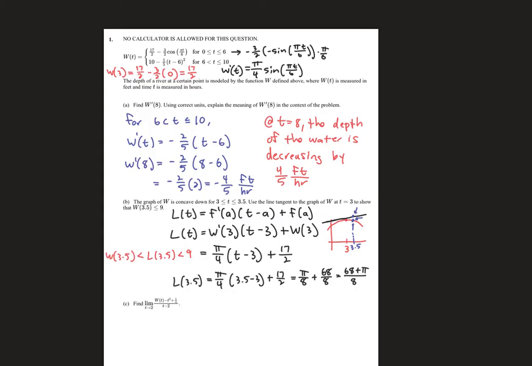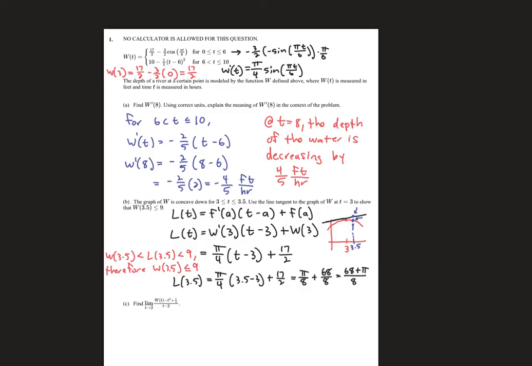Inequalities have a transitive property, right? If W of 3.5 is less than L of 3.5, and L of 3.5 is less than 9, we can say therefore W of 3.5 we can say is less than 9, but let's just say less than or equal to, because that's what the problem asks us to show.